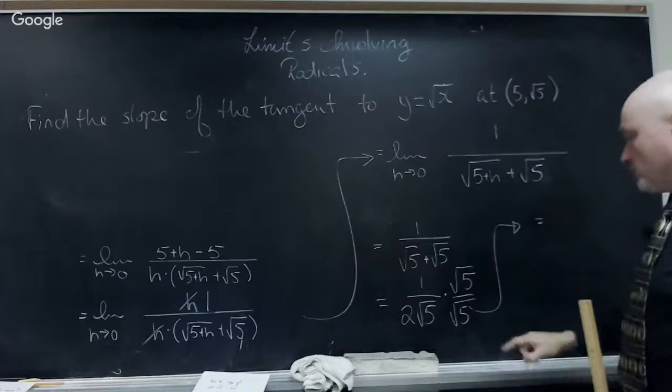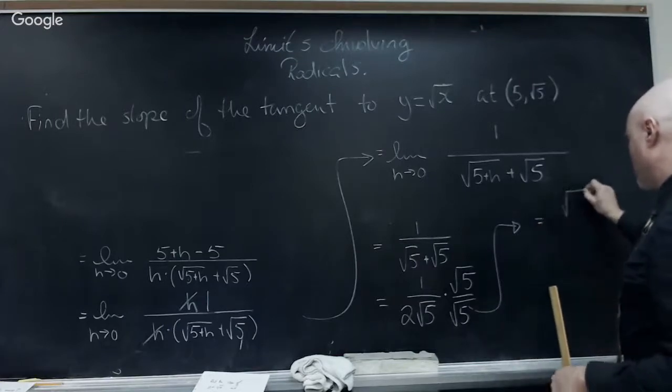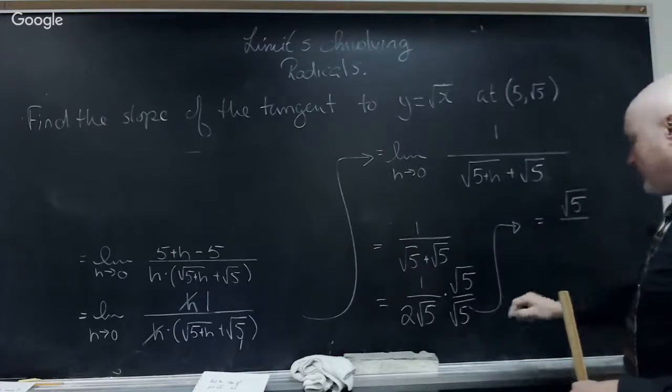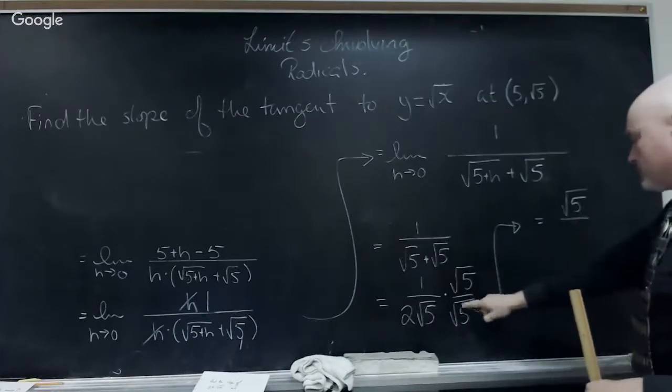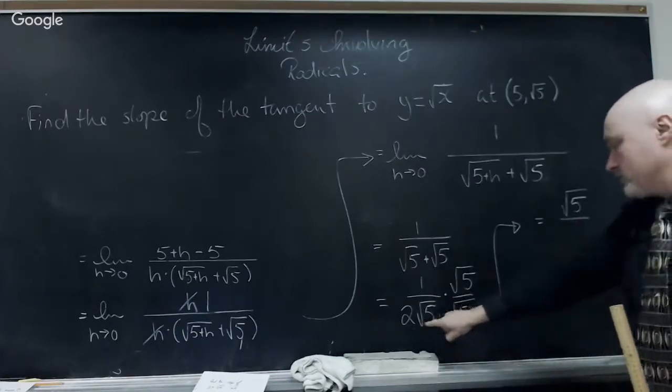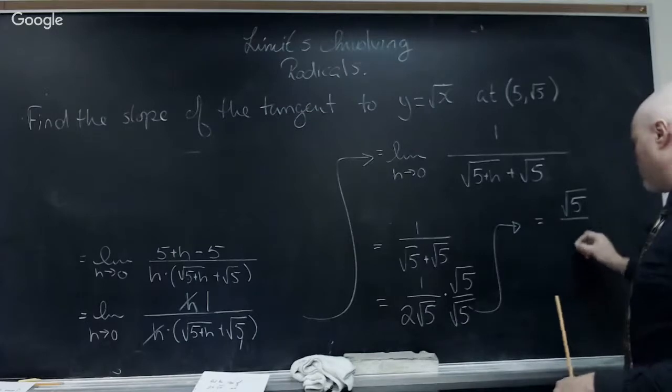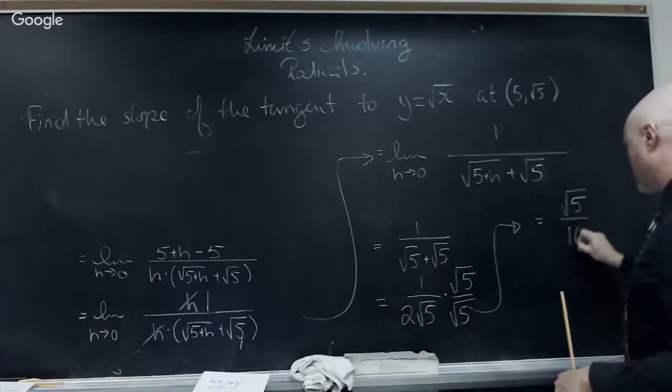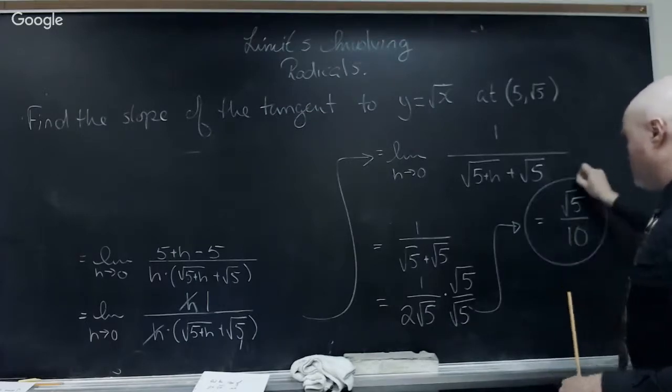And so we'll do that for the sake of meeting the standard here. And this becomes the square root of 5 over 2 times square root of 5 squared, which is root 5 over 10.